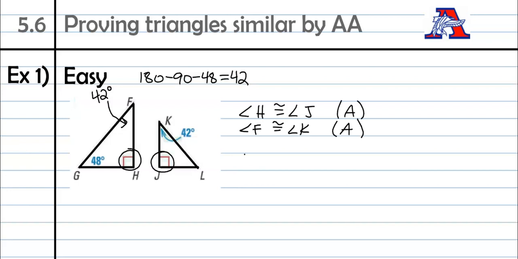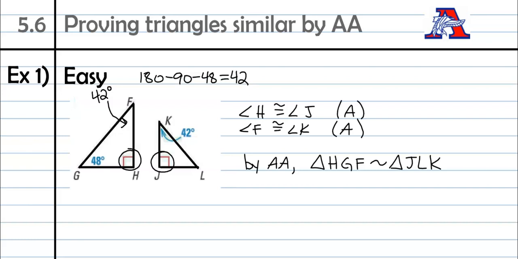Okay, so now we can say by angle, angle, that these two triangles are similar. So let's go: triangle HGF is similar to triangle J, which way would we want to go here? We want to go JLK.